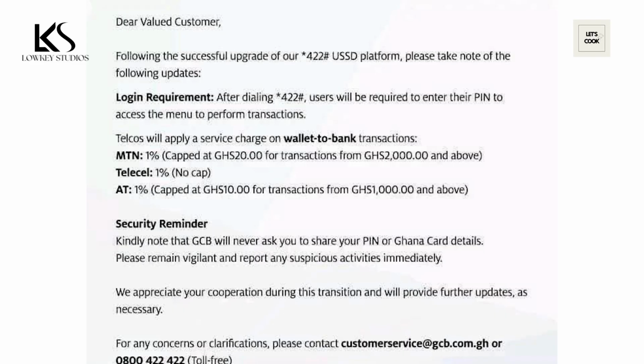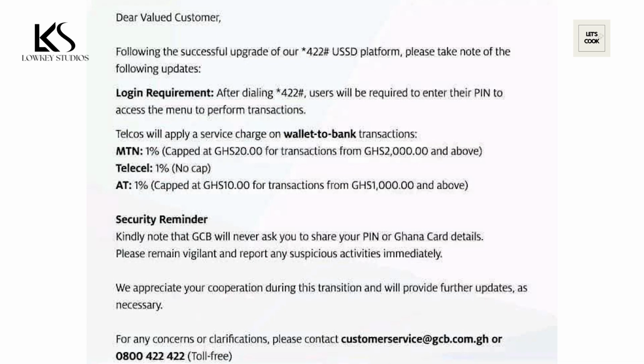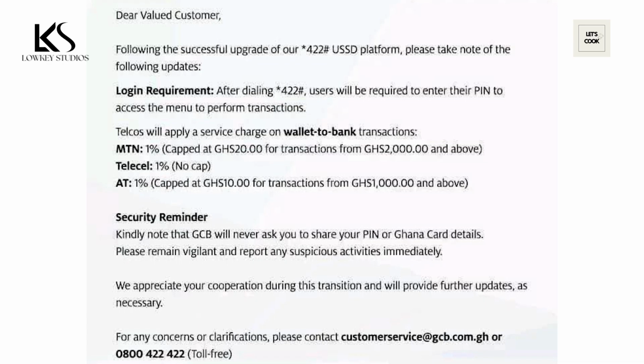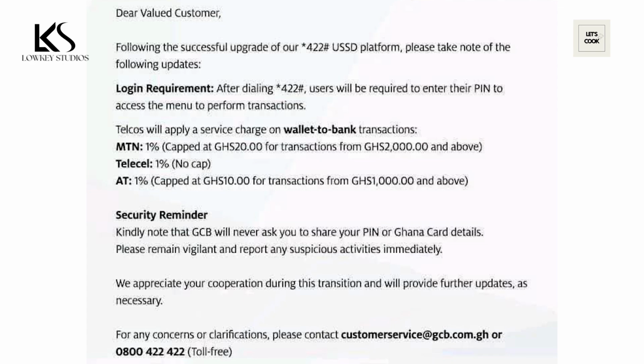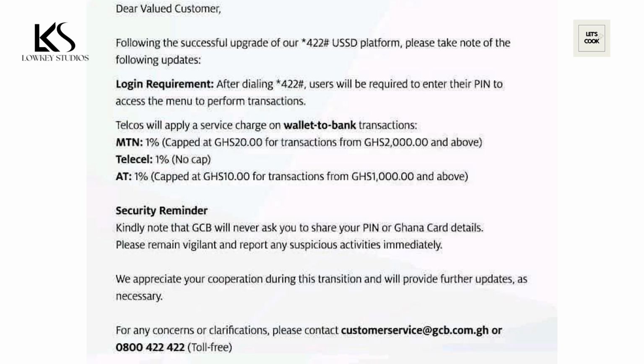Before e-levy, these things used to happen where percentages of our money were being deducted. I don't know if you have ever experienced that, but I used to, and I'm not going to mention any bank's name. And it says that telcos will apply a service charge on wallet to bank transactions. So MTN is going to do 1%, capped at 20 cedis for a transaction from 2,000 Ghana cedis. So if you are sending 2,000 Ghana cedis, MTN is going to charge 20 cedis.